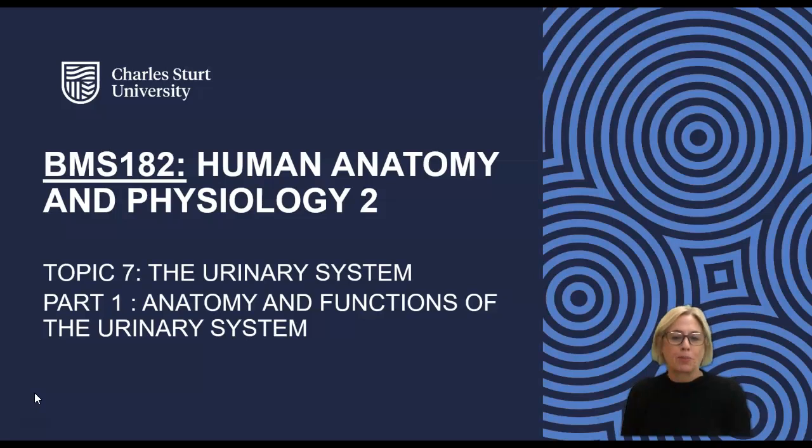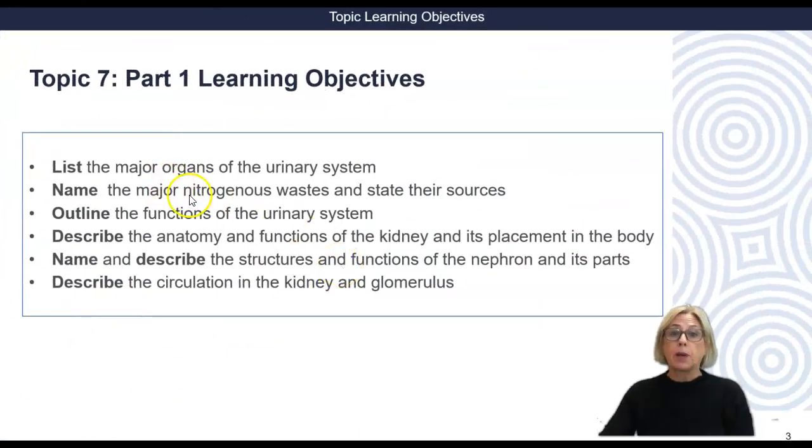The learning objectives for this first part are to be able to list the major organs of the urinary system and to be able to name the major nitrogenous wastes and state their sources, be able to outline the functions of the urinary system, be able to describe the anatomy and functions of the kidney and its placement in the body, and be able to name and describe the structures and functions of the nephron, which is that smallest distinct unit in the kidneys that's capable of producing urine. And we are going to learn about the nephron parts as well. And then finally, be able to describe the circulation in the kidney in general and in the glomerulus.